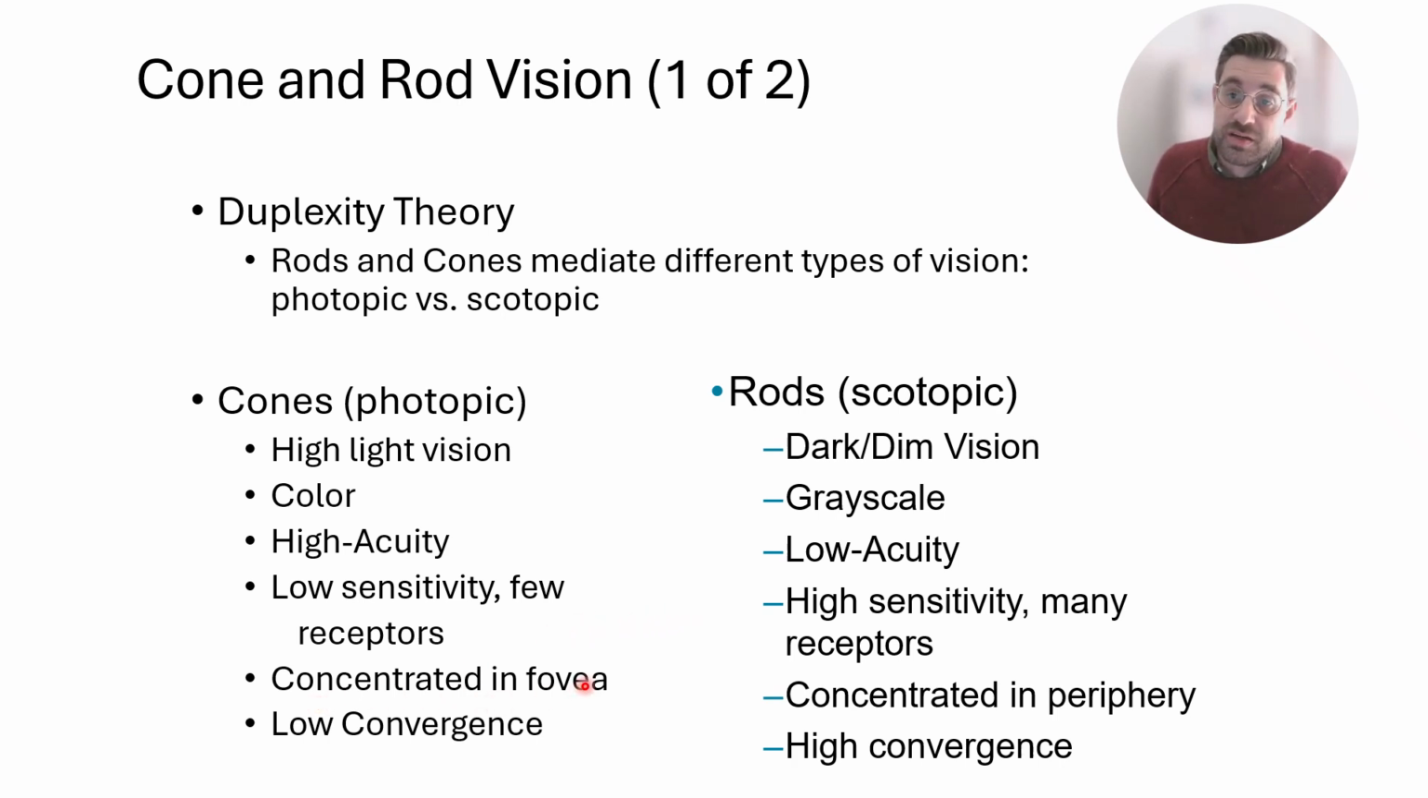Cones are concentrated in the fovea in the center of your eye, whereas the rods are concentrated in the periphery to the outside. So this is why you can see clearly and see in color straightforward, whereas things in the periphery are more blurry. You might not be able to see the details or the specific color gradients and that kind of thing off in your peripheral vision. And the last feature is going to be maybe the most important, and that's that they differ in convergence. Talk about that on the next slide.